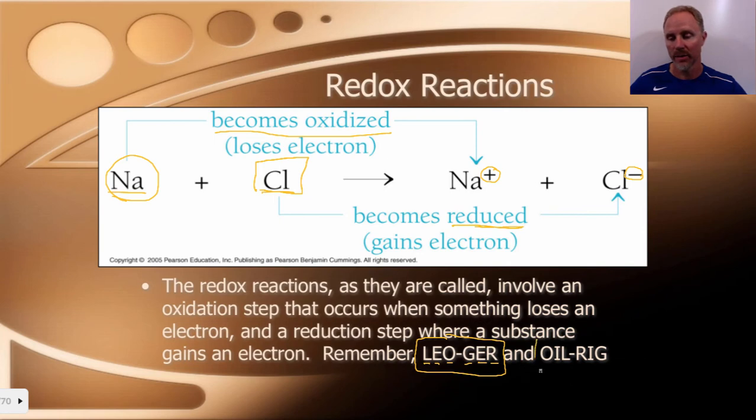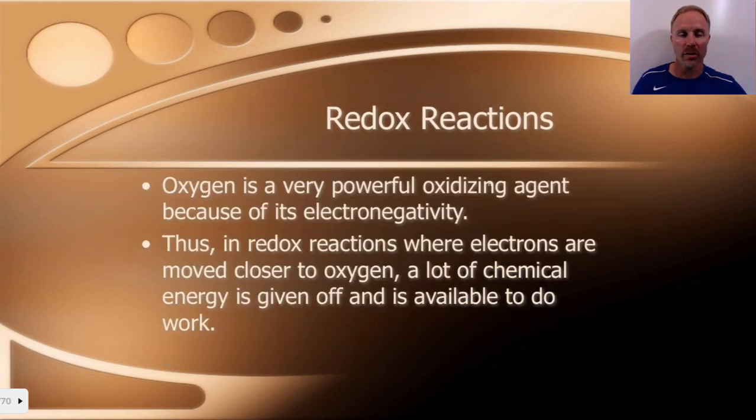And another commonly used acronym here is OIL RIG. Oxidation is loss in terms of electrons, and reduction is gain, again, in terms of electrons. So this chlorine atom, we should say, becomes reduced because it's gained an electron. Okay, and the sodium atom is oxidized because it lost an electron, and now it's positive. All right, so that's just a little review.